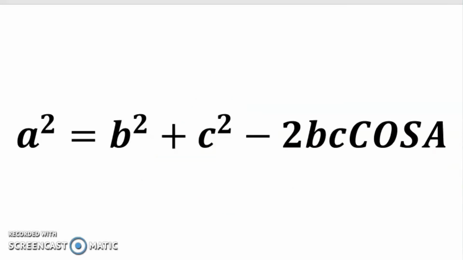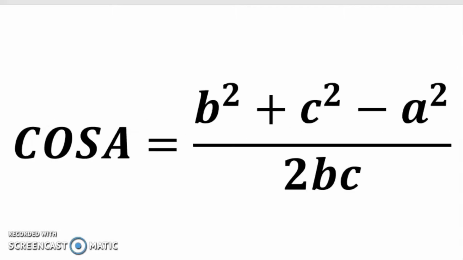What if we are asked to find an angle? You know, I told you that this formula is used to find the side. So if you are asked to find an angle, which formula will you be able to use to find it? Now, when you are asked to find an angle, this is the formula you are going to use. Cos A equal to B squared plus C squared minus A squared all over 2BC.